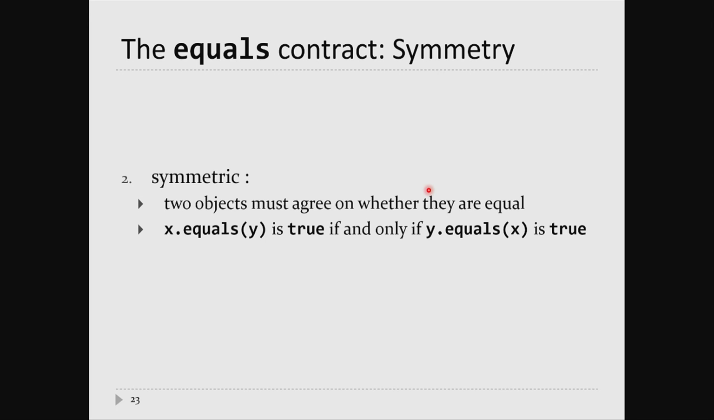Symmetry just means if you reverse the order of the operands, you get the same answer. So x equals y is the same as y equals x. So two objects must agree on whether they are equal. x equals y is true if and only if y equals x is true. So that's all symmetry means.